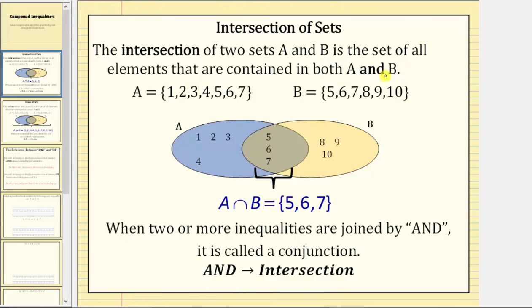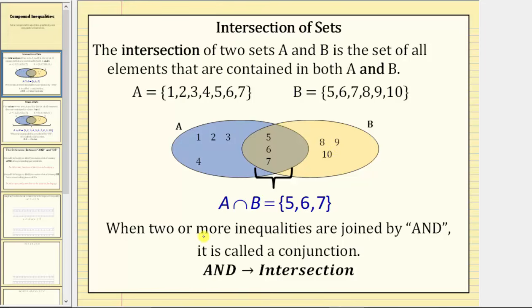A and set B. As an example, if we let set A equal the counting numbers from 1 to 7 and set B equal the counting numbers from 5 to 10, we express the intersection of set A and B using this notation here, which is equal to the set containing 5, 6, and 7, because 5, 6, and 7 are the elements or numbers that are in both set A and set B.